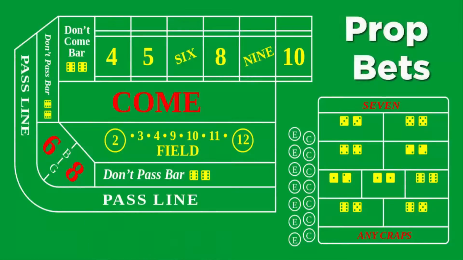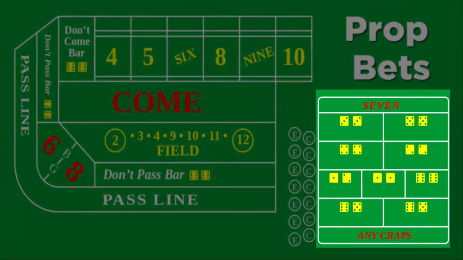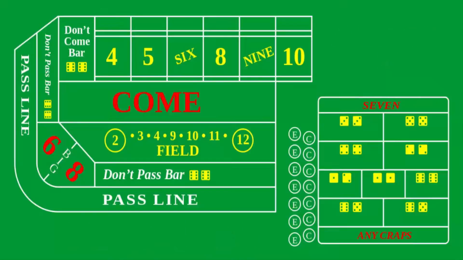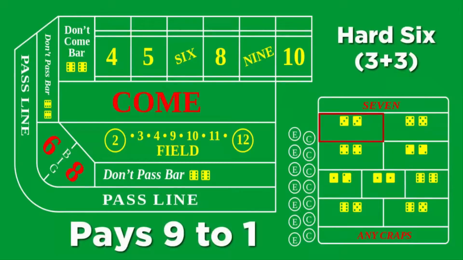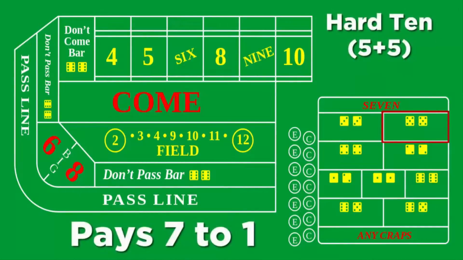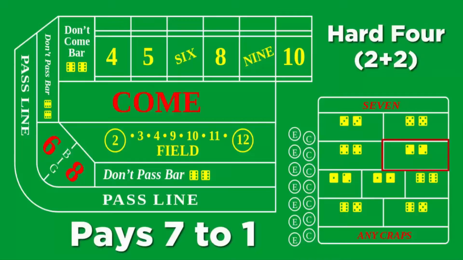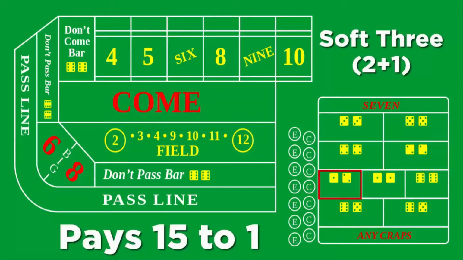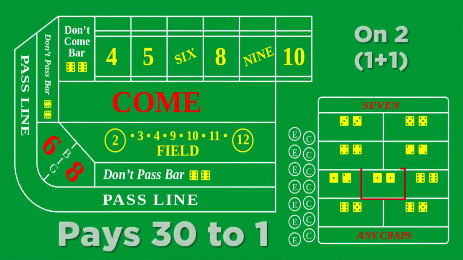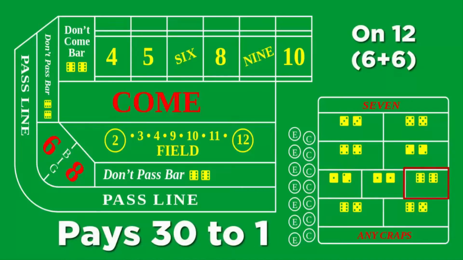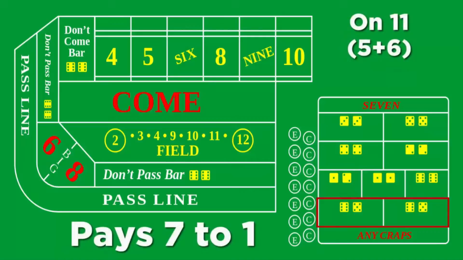The proposition bets are located at the right-hand side of the screen. Here is how this inside table works. A bet on the number 7 pays 4 to 1. A bet on a hard 6 pays 9 to 1. On a hard 10, 7 to 1. On a hard 8, 9 to 1. On a hard 4, 7 to 1. On a soft 3, 15 to 1. On a 2, 30 to 1. On a 12, also 30 to 1. And on 11, 15 to 1.